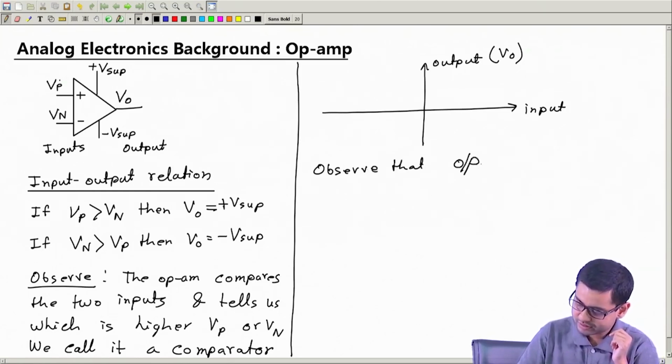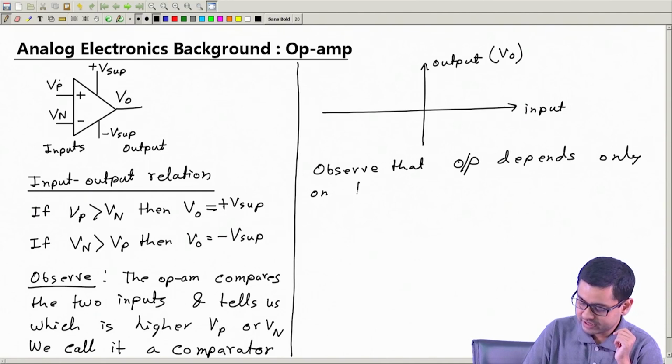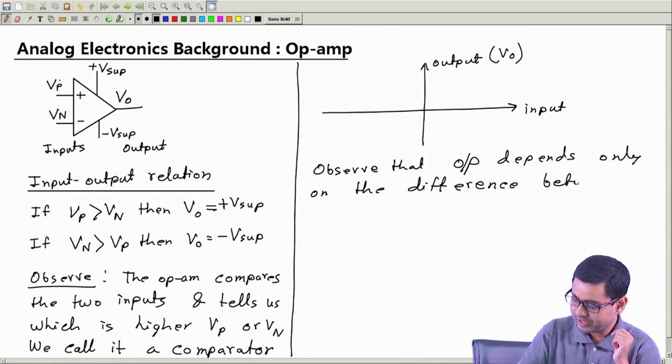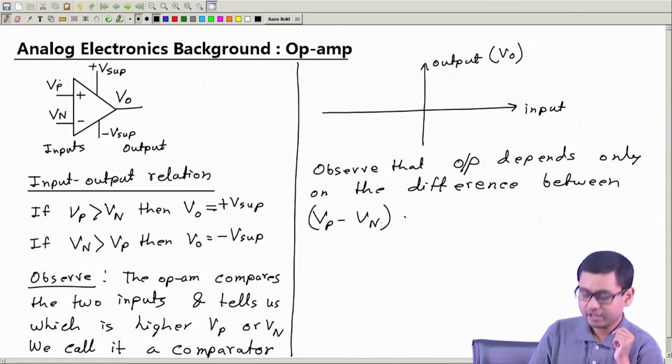output depends only on the difference between Vp and Vn. Call it Vp minus Vn. It doesn't depend on the value of Vp or Vn separately. It depends only on the difference. If the difference is positive, that means Vp is higher, then the output is positive. And if this difference is negative, that means Vp is lower than Vn, then output will be negative.